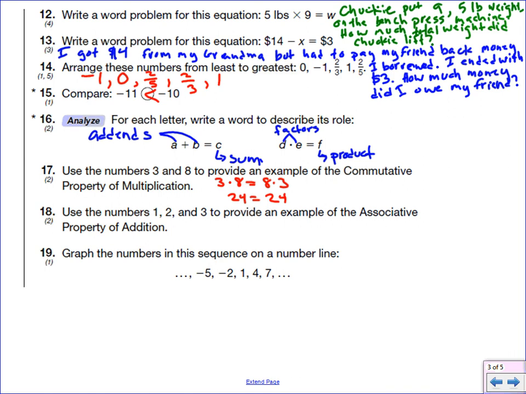Use the numbers 1, 2, and 3 to provide an example of the associative property of addition. Well, associative property says that I can group numbers that are being added in any way, and it's not going to change the sum. So I can have (1 plus 2) plus 3, or I could have 1 plus (2 plus 3). So this would be 3 plus 3, which is 6, and this would be 1 plus 5, which is also 6. So the property works.